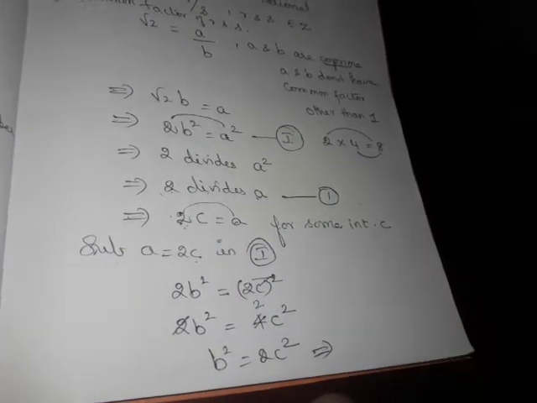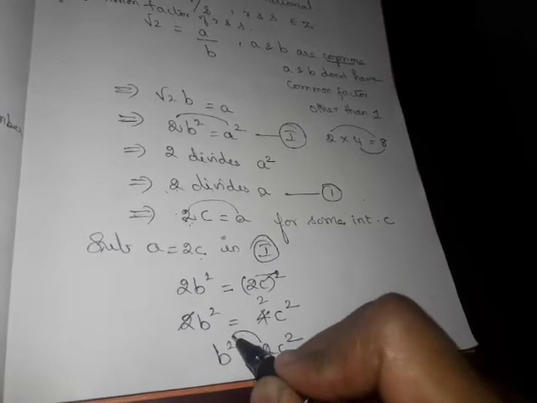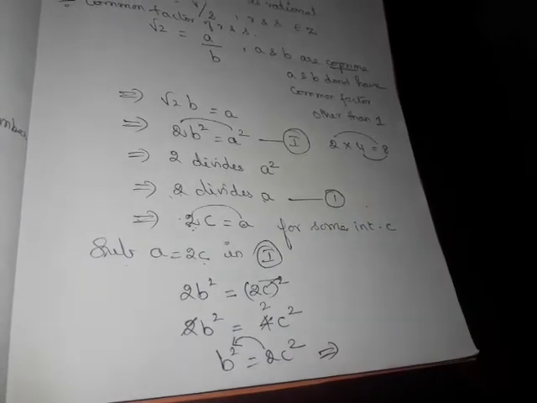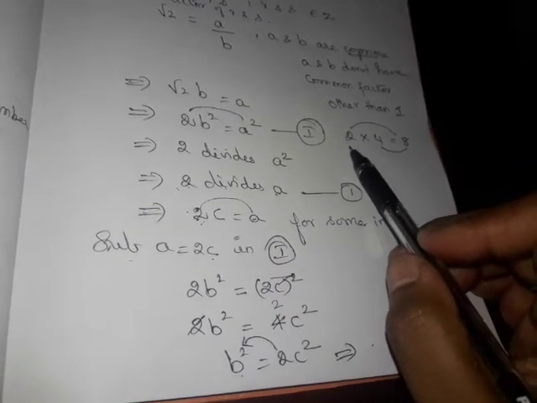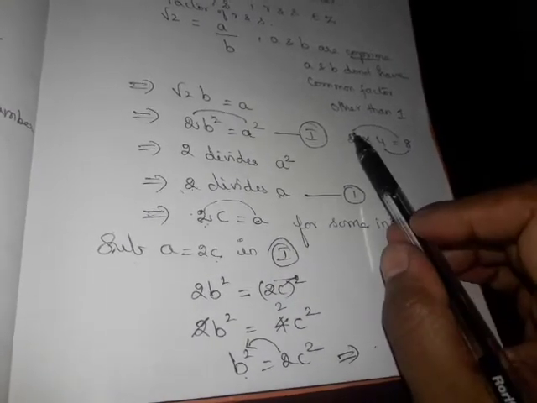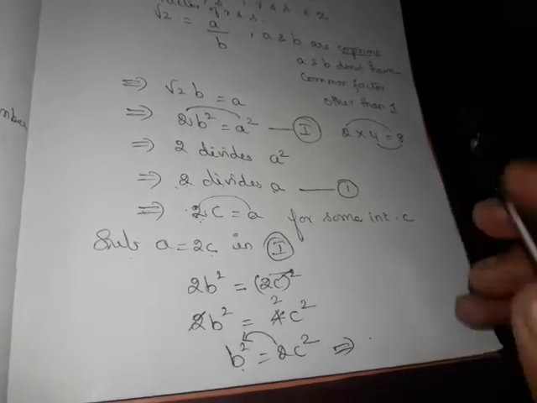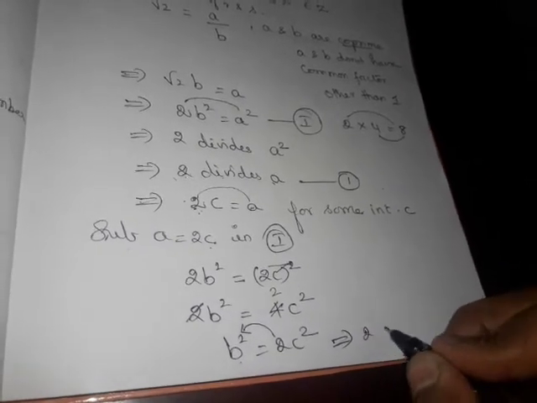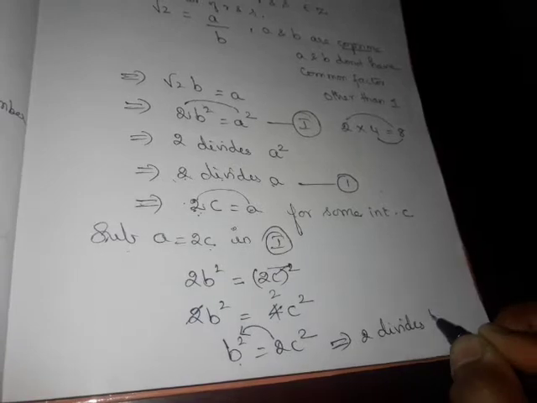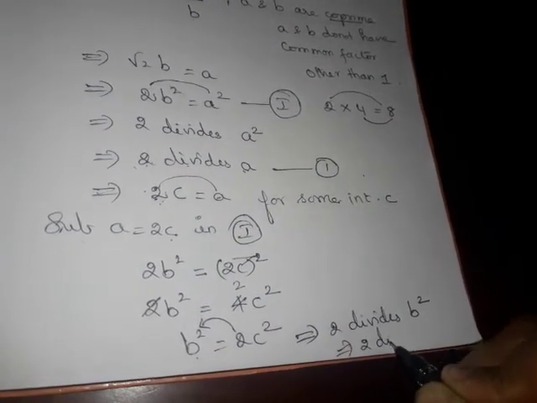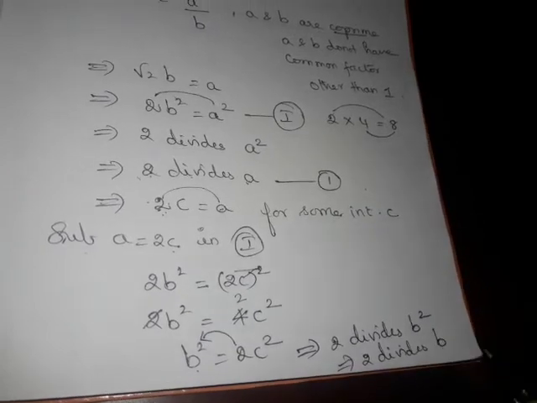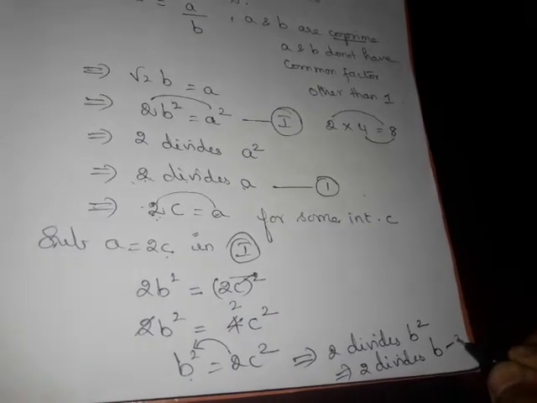So what does this imply immediately? 2 divides B square. Yes or no? Because we got 2C square equal to B square. This is the same as 2 into 4 equal to 8 means 2 divides 8 as well as 4 divides 8. So this implies 2 divides B square. Then by the theorem, what do we know? If 2 is a prime number and it divides the square, 2 will also divide B. Yes, mark this as 2.